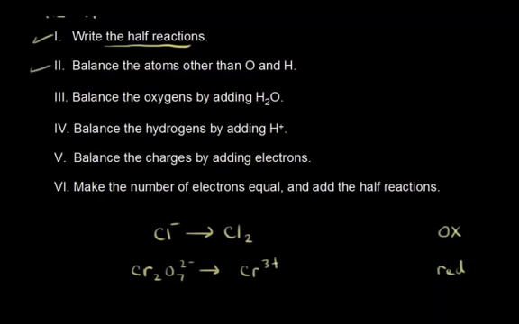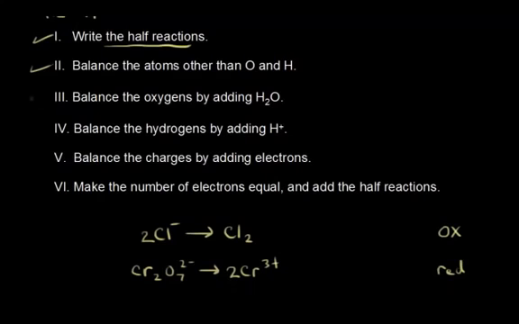Step 2, balance the atoms other than oxygen and hydrogen. And so if we look at our first half reaction, with chlorine, we have 1 chlorine on the left and 2 chlorines on the right. So we need to balance it by putting a 2 over here on the left like that. We go down here to the reduction half reaction, and we have 2 chromiums on the left and only 1 on the right. And so we have to put a 2 right here to balance it. So step 2 is done.